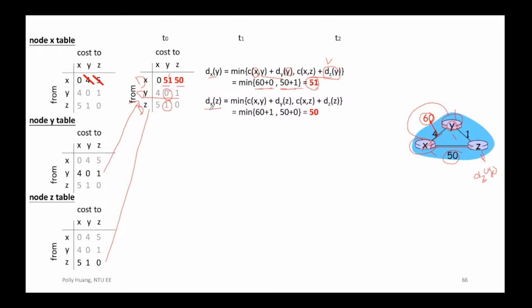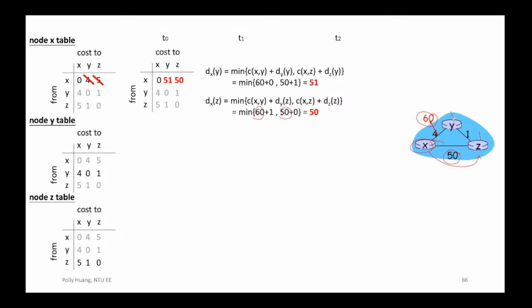Similarly, we derive dxz from x to z. So clear the markup from x to destination z. There are two neighbors again, y and z. X to the first neighbor y costs 60. X to the second neighbor z, the link costs 50. So again, 60 here, 50 here.